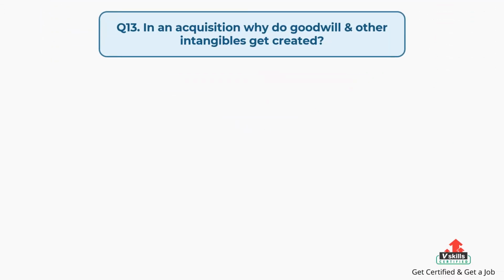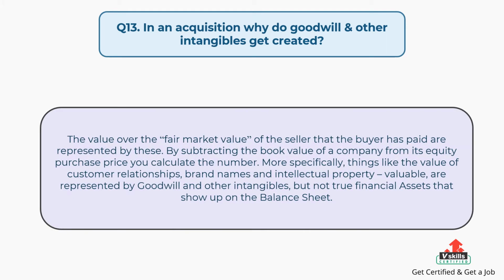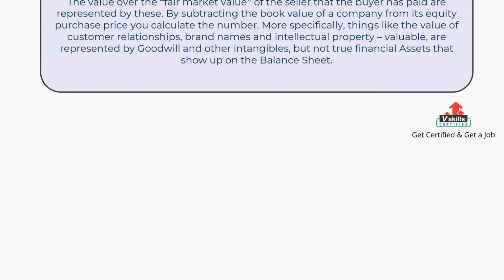Question number 13. In an acquisition, why do goodwill and other intangibles get created? The answer is, the value over the fair market value of the seller that the buyer has paid is represented by these. By subtracting the book value of a company from its equity purchase price, you calculate the number. More specifically, things like the value of customer relationships, brand names and intellectual property are represented by goodwill and other intangibles, but they are not true financial assets that show up on the balance sheet.